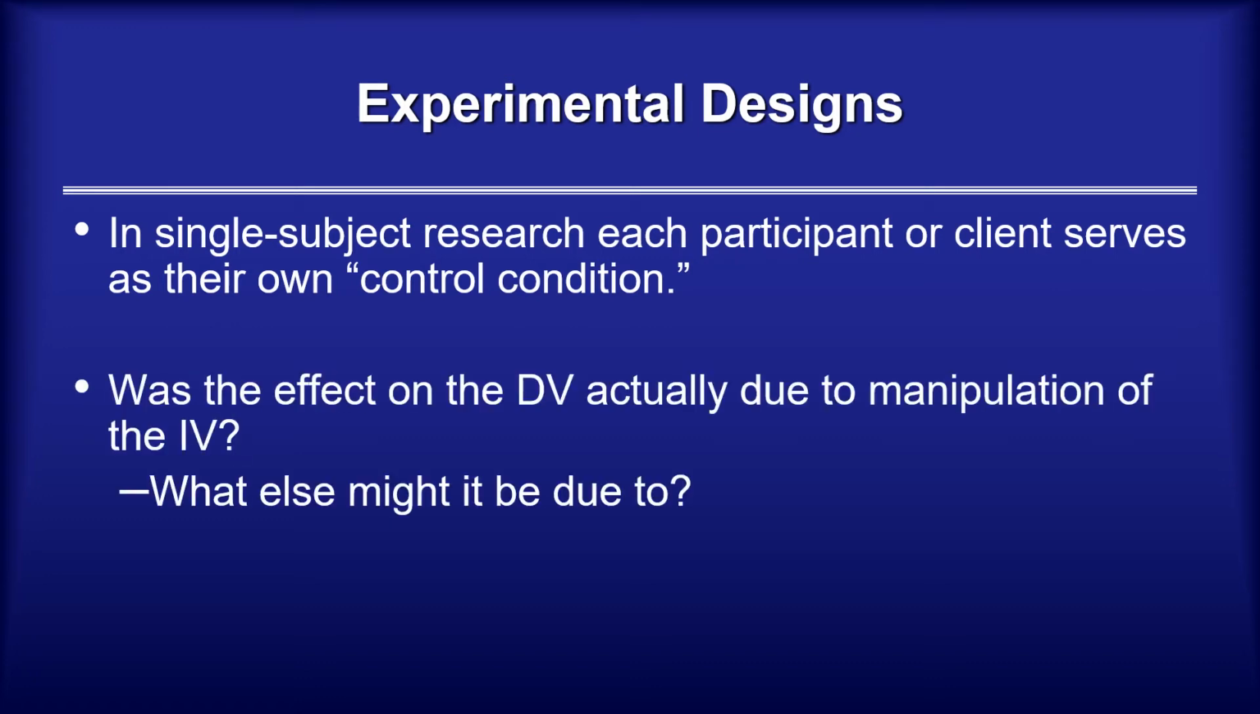When working with each individual client or participant, whether in research or in practice, we must use an experimental design to help ensure that any effect on the dependent variable was actually due to the manipulation of the independent variable. But what else might it be due to? If the dependent variable changes and we're not sure that it was because of the independent variable, what do we call one of those other types of variables? Extraneous or confounding variables, which we will discuss in more detail in a later module.